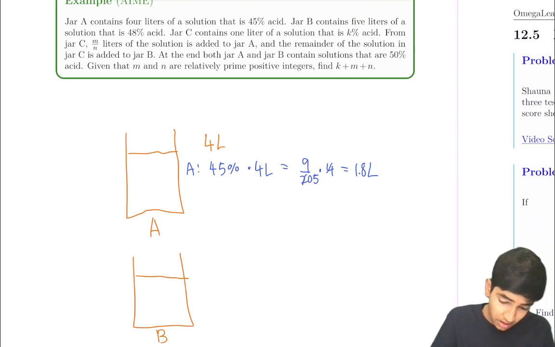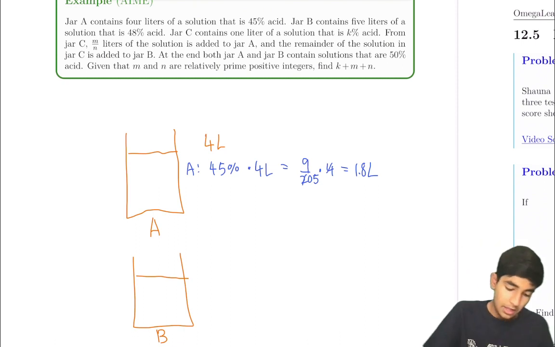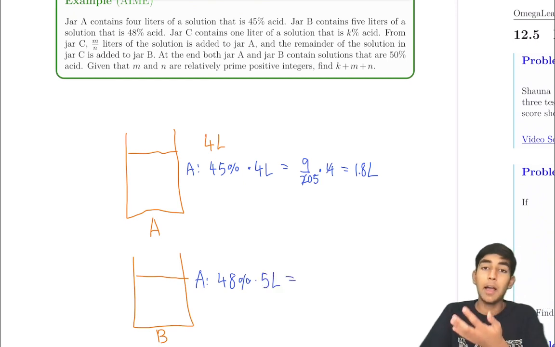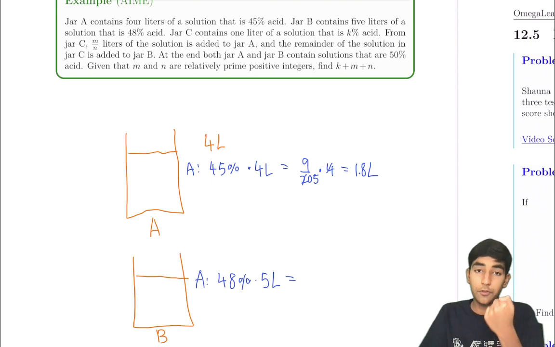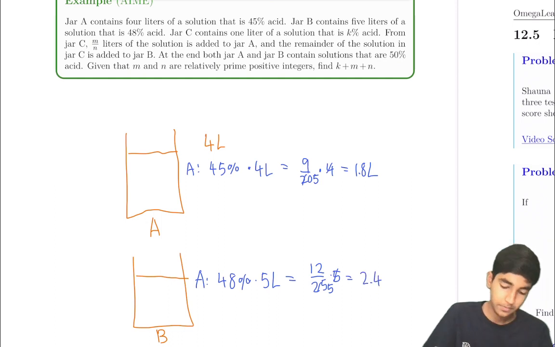Jar B, let's draw jar B here. It contains 5 liters of a solution that's 48% acid. So acid is now 48% times 5 liters, which is 48 over 100, that's 24 over 50 or 12 over 25, times 5 liters, cancel, cancel, left with 2.4 liters. Cool.